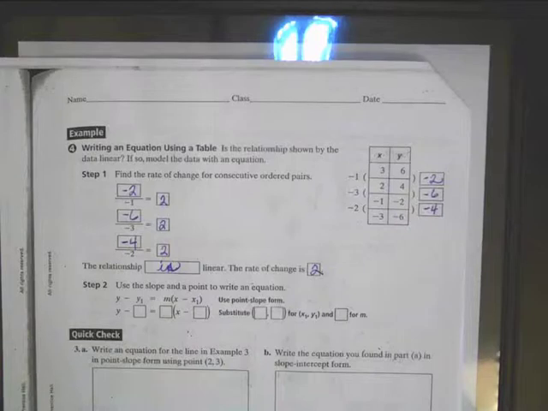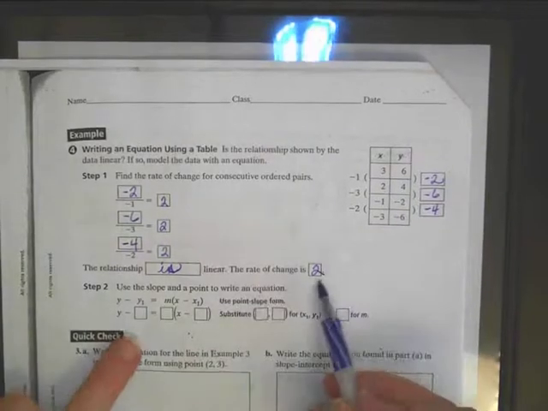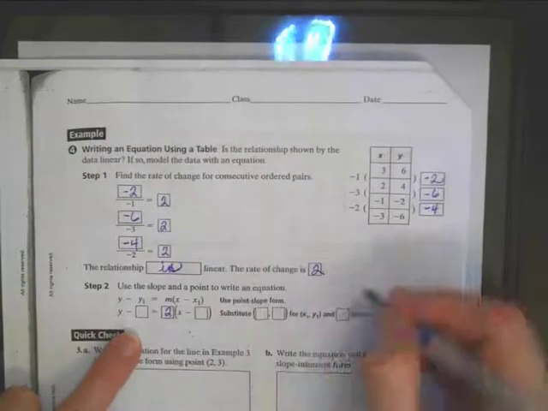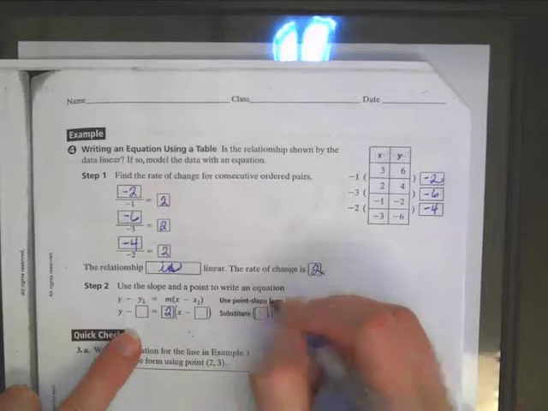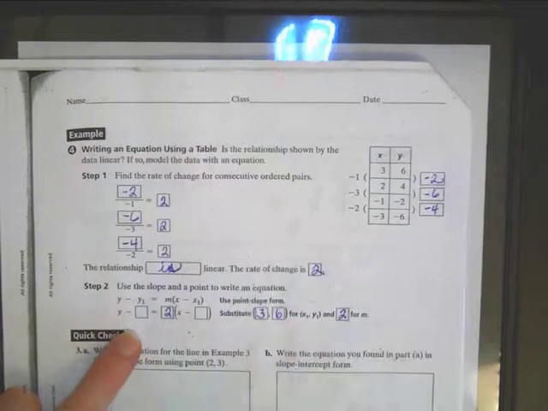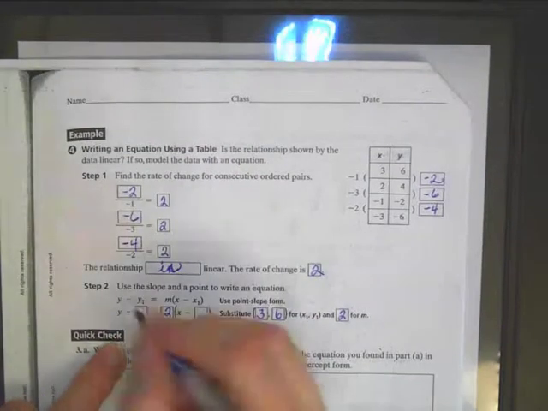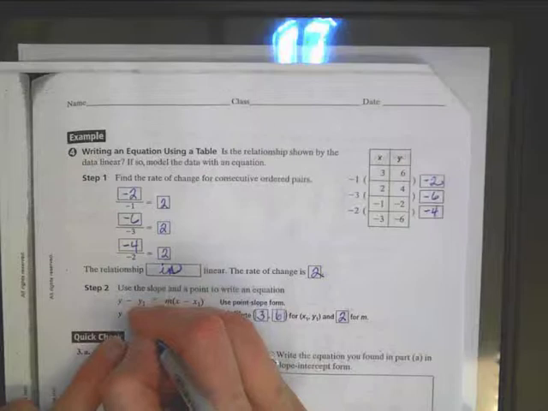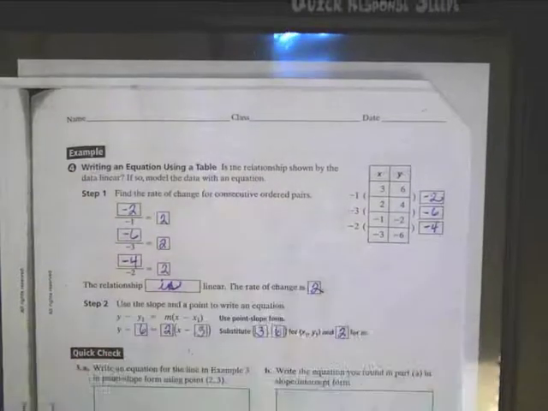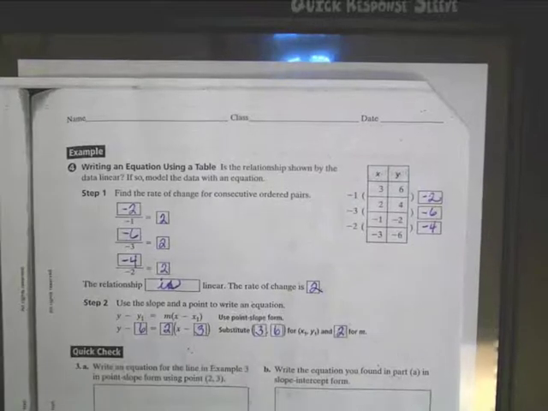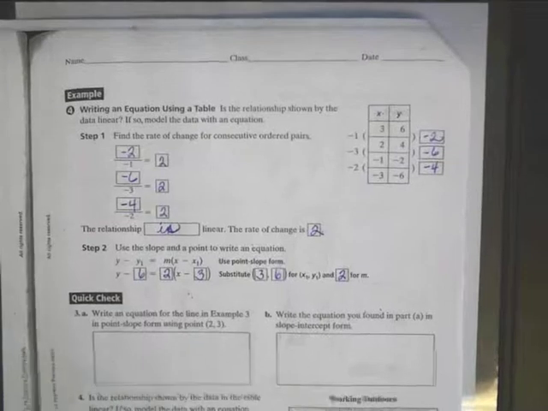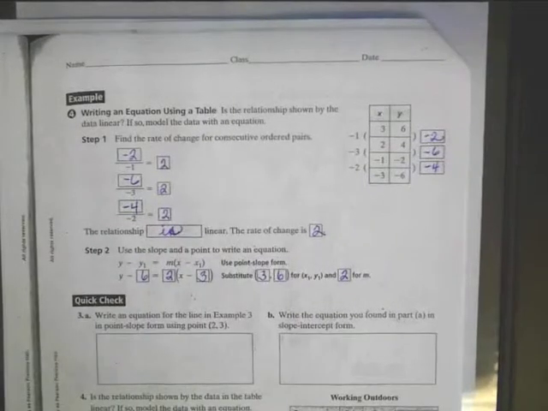Okay. Use the slope and a point to write the equation. Okay, so the slope we found is 2. So I'm going to fill that in right there, and right there. And I'm just going to pick the ordered pair, 3, 6. I'm just going to pick the top one. You can choose any one that you want, by the way. So y minus 6 equals 2 times the quantity x minus 3 is one of my possible equations. Okay, there are others, again, depending on the ordered pair that you choose.